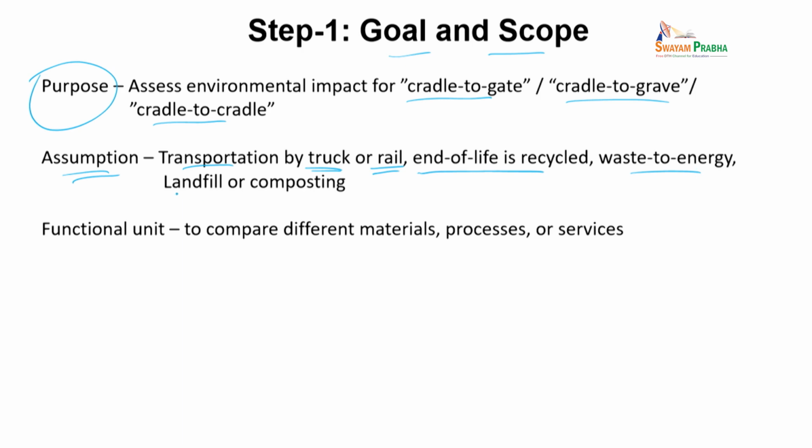Sometimes there may not be adequate road transport, so you may have to do only shipping or air freight. Sometimes all possibilities may be available for you. So it is important for us to assume which is the mode of transportation. Again, end of life, like I said, am I going to recycle it, am I going to landfill it? That also comes under assumption, or whether I am going to do waste to energy or composting or landfilling. So we have to make assumptions about the end of life also.